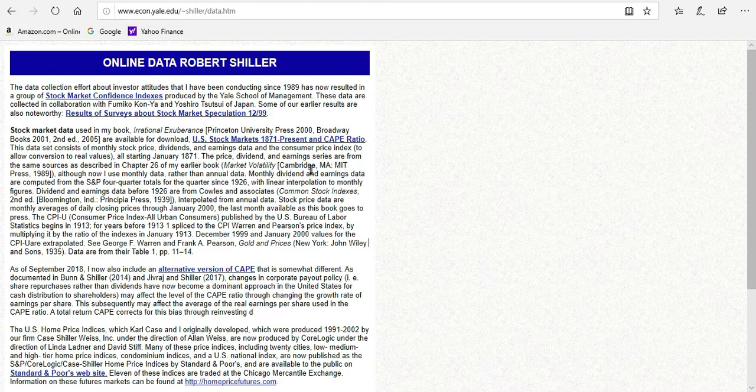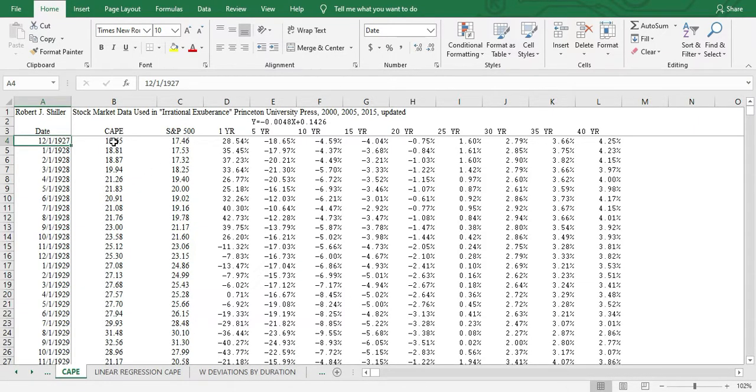First thing I like to do is look at the Yale website where Robert Shiller posts his data. From here we can download the data in raw form and work with it in Excel. Notice here that I have date, CAPE, and the S&P 500. The downloadable file has a lot more information. I've slimmed this down for easier use.